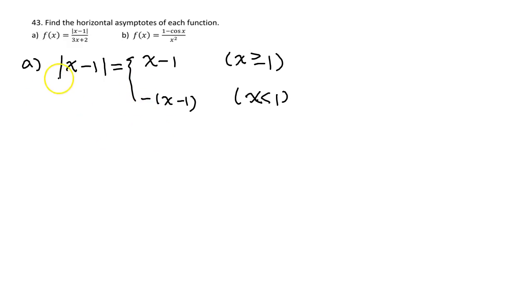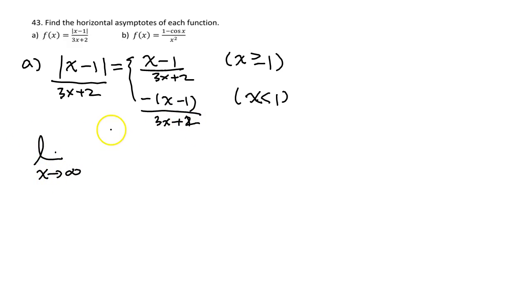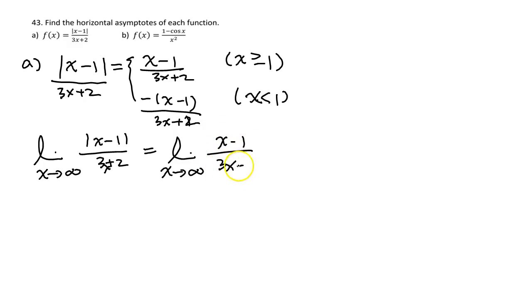Therefore, if you divide it by 3x plus 2, what would you get? You'll be just dividing by 3x plus 2 in both cases, right? Therefore, when you take the limit as x goes to positive infinity of the absolute value of x minus 1 over 3x plus 2, that's the same as taking this part, the limit as x goes to infinity of x minus 1 over 3x plus 2, and therefore you get x over 3x, which is 1 over 3.